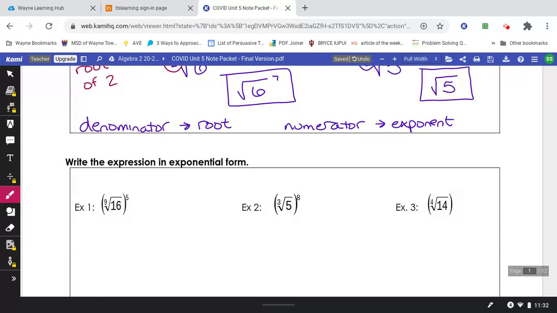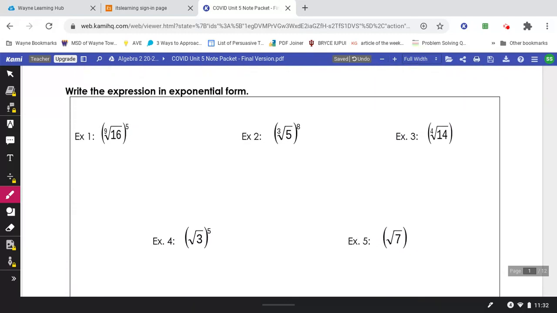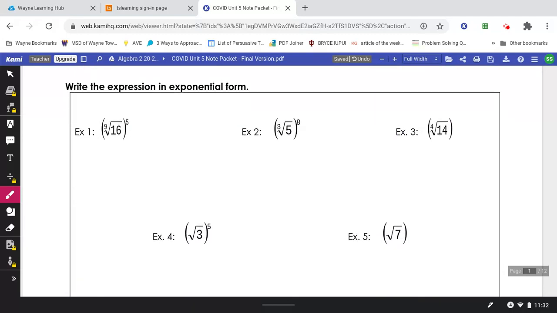All right. The next set we're going to do is we're going to go the opposite direction. We're going to rewrite these in exponential form. So you'll take the number that's inside. That becomes your base. And then the exponent, the 5, is your numerator. And the root, the 9, is your denominator. You write it as 16 to the 5/9 power.